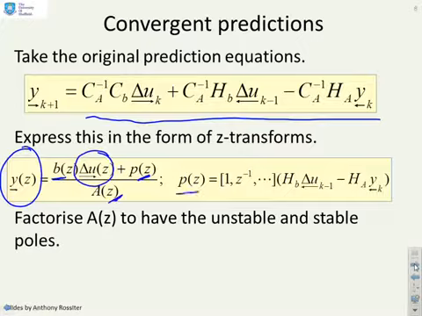And the key thing is this P of Z is easy to define. You'll see it's 1, Z inverse, all the way up to Z to the minus n, times this vector here, which just depends on the past inputs and the past outputs. So that's straightforward to define.